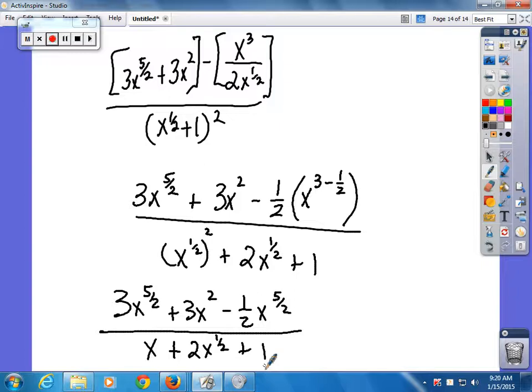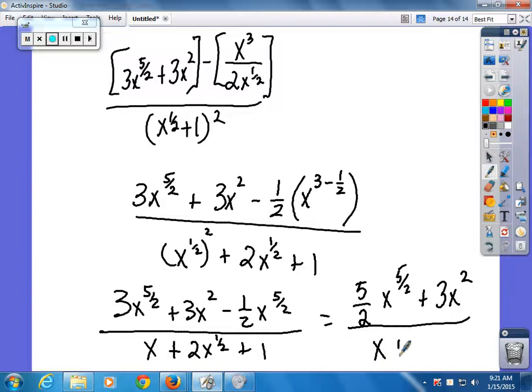These two guys can cancel, or not cancel. But what's 3 minus 1/2? Yeah, so that's going to be equal to 5 halves x to the 5 halves plus 3x squared over x plus 1 plus 2x to the 1/2. And you might have to simplify it some more.